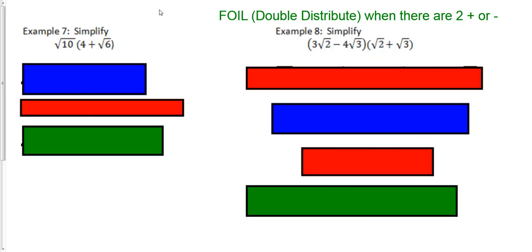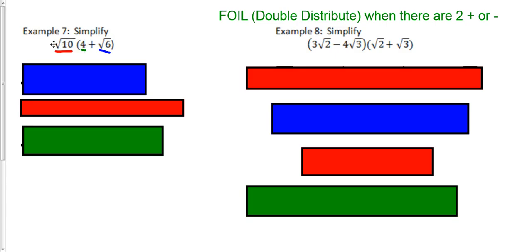Now we're on to example 7. This is going to look real similar to the one we did before. We've got a monomial on the outside, just one term. We've got two terms on the inside, 4 and square root of 6. So a monomial and a binomial, we need to distribute. This is going to be a little different because this one is a whole number, not a square root.